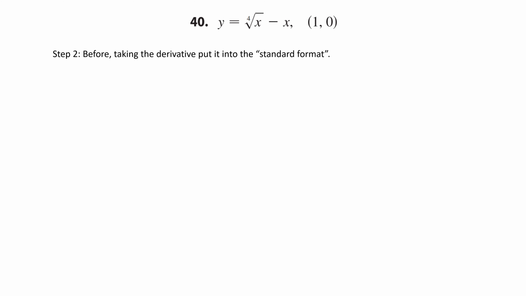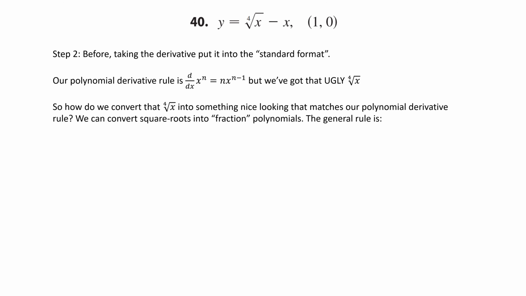So we have to do a little bit of prep work before taking the derivative to put it into a standard format. Our polynomial rule is basically when you're taking the derivative of x to the n, you move the n in front and you subtract 1 from it. But we've got that ugly fourth root of x, so the question is what do we do there? We basically want to convert that ugly fourth root of x into something nice looking that matches our standard polynomial derivative rule.